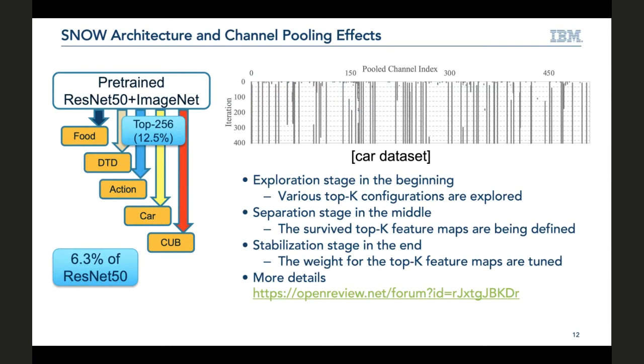In total, our model overhead is only 6.3% of ResNet 50, meaning that to run 5 models, I need one copy of ResNet 50, and then each sidekick needs only 6.3% of ResNet 50, instead of having 5 copies of ResNet 50. The next page.